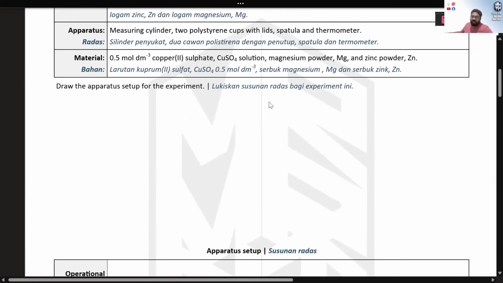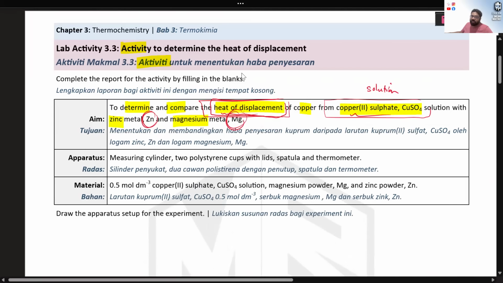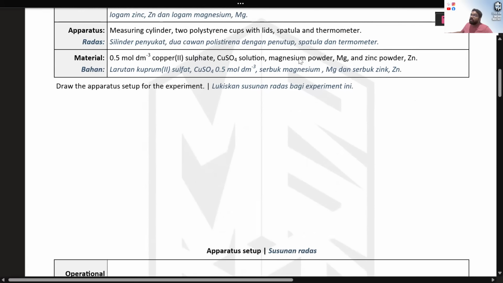This is very simple. All your thermochemistry experiments are very simple, except for heat of combustion, which is a bit complicated. But heat of displacement is no problem because everything is done in a polystyrene cup, isn't it? We're not even going to use a beaker. So again, why don't you pause it here and try to draw, see whether you can draw the setup.